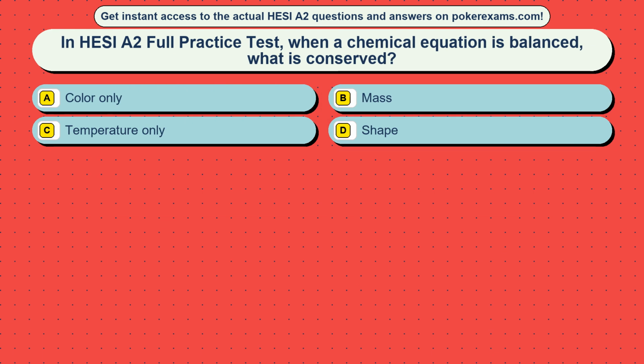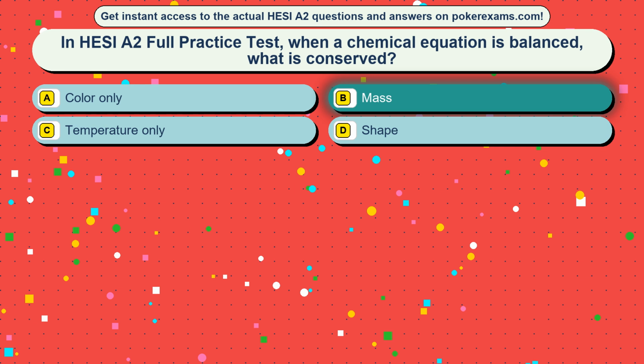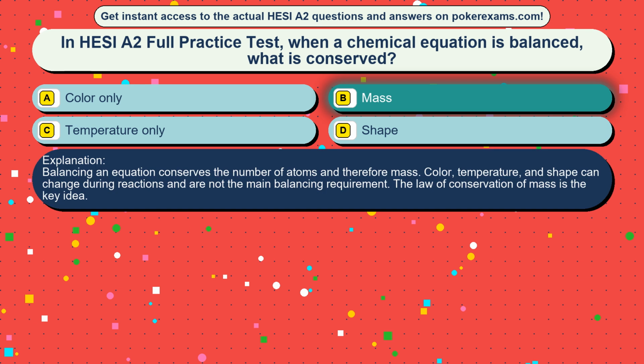Question 33. HESI A2 full practice test, when a chemical equation is balanced, what is conserved? Option A. Color only. Option B. Mass. Option C. Temperature only. Option D. Shape. The correct answer is option B. Mass. Balancing an equation conserves the number of atoms and therefore mass. Color, temperature, and shape can change during reactions and are not the main balancing requirement. The law of conservation of mass is the key idea.